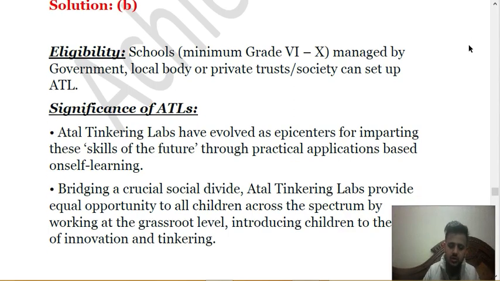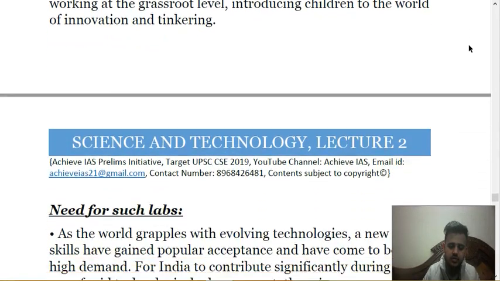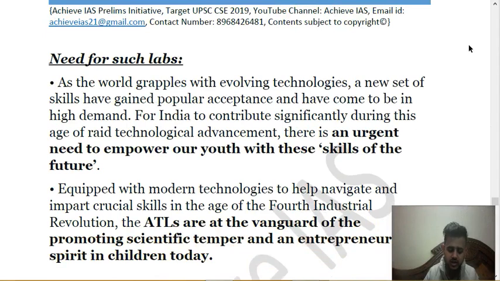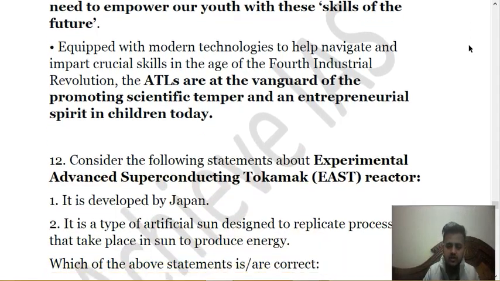So the purpose of Atal Tinkering Labs is to create 1 million children that are innovative. The need for such labs is that we are grappling with many environment related issues and many other issues, and also we are grappling with new technologies. So we must have the skills in individuals that can manage these technologies. Obviously these Atal Tinkering Labs are necessary because skilled manpower in emerging technologies will be in great demand in the coming future. That's why these have been set up to inculcate a scientific temper and to promote an entrepreneurial spirit among the children. So next comes the 12th question.